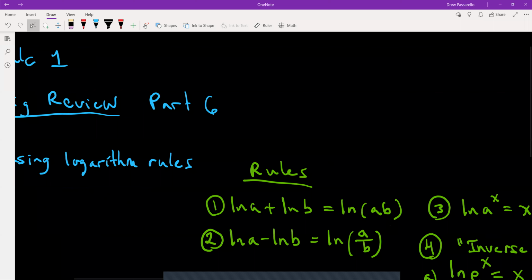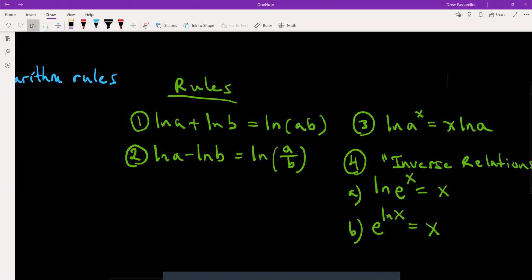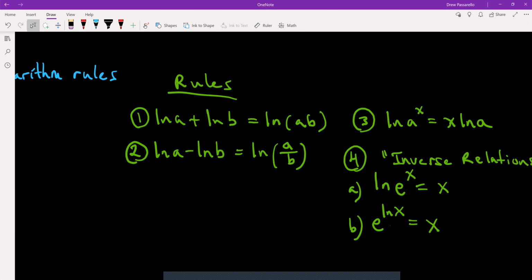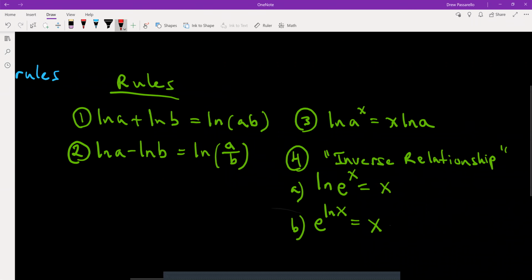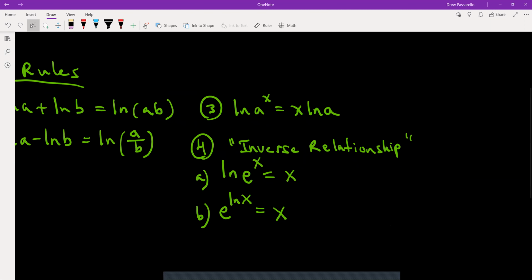And I wrote down the rules right here. So if you have a logarithm plus another logarithm, you can combine that into one logarithm where you multiply a times b. Subtraction turns into division. And if you have the logarithm of something raised to the x power, you bring the exponent in front of the logarithm. And this number 4 is really crucial.